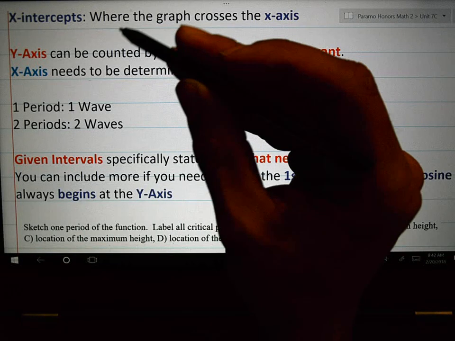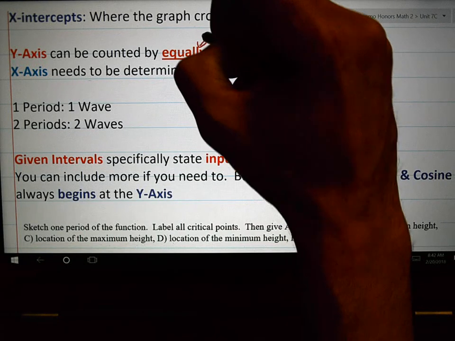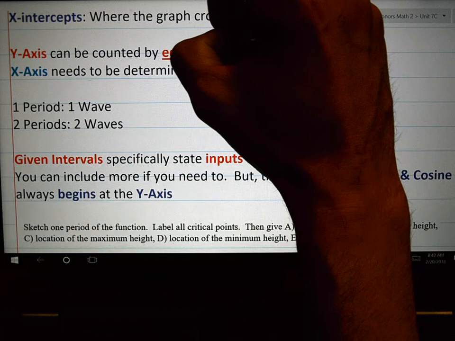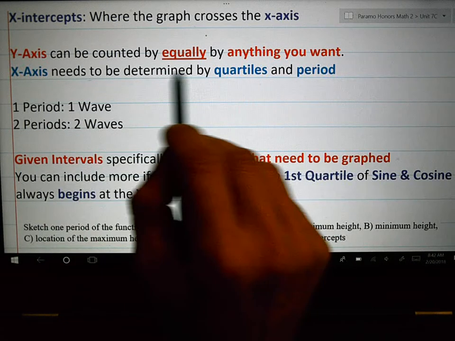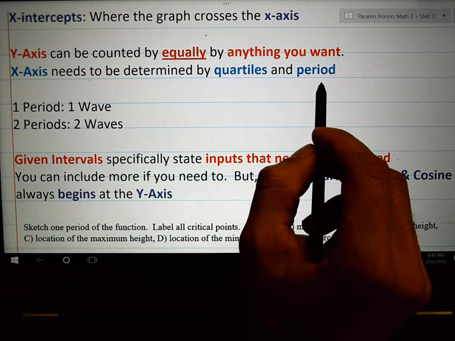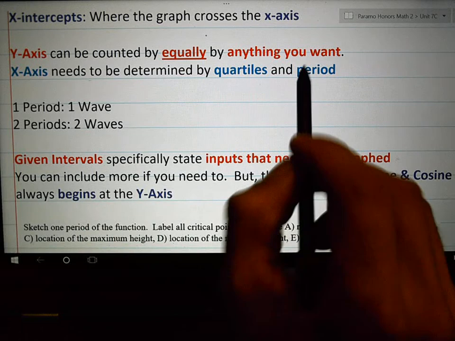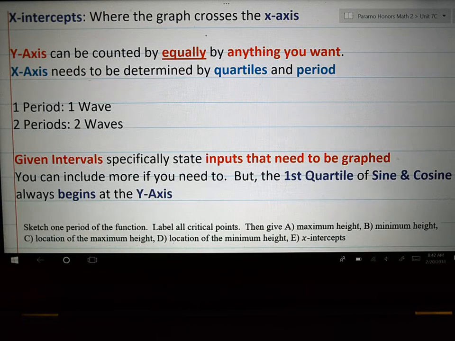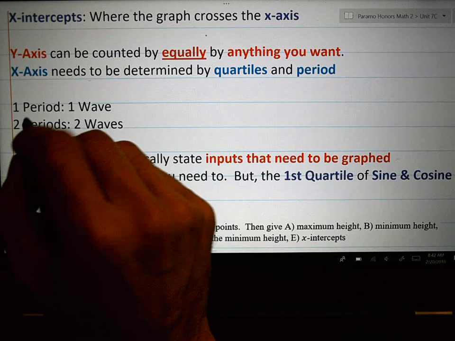Your x-axis, on the other hand, is something that you will have to determine based off of the period. And there's a formula for it that's in your notes for 7C number 2. It's 2 pi divided by b. You're expected to memorize that formula. You will use that formula for sine, cosine, even secant and cosecant as we get into the later sections in 4 and 5.